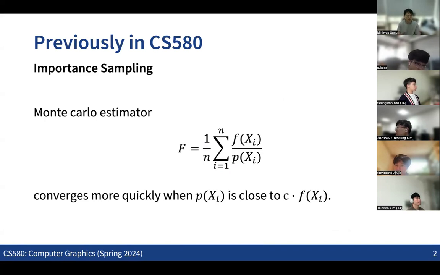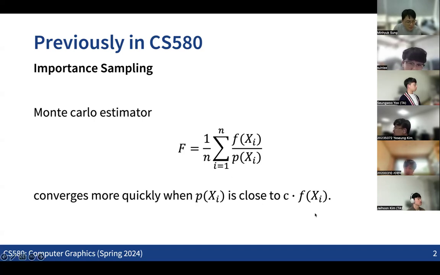we draw the samples based on some probability distribution, then depending on which probability distribution we choose, the estimator can have faster or slower convergence, right? So the best option might be that if we choose a probability distribution which has a similar shape to the function whose integral we are taking, then we can get the best convergence rate.